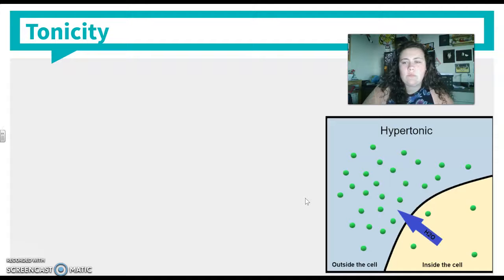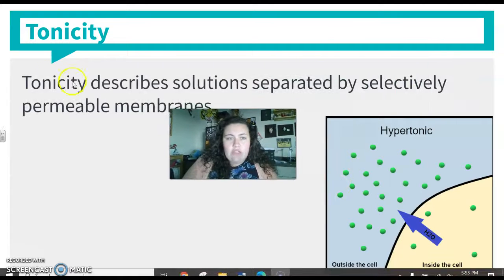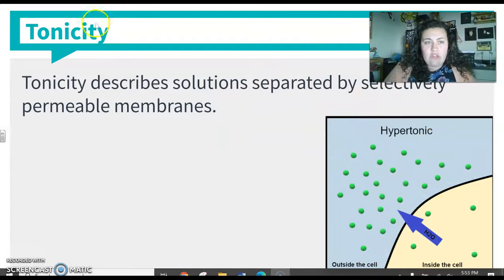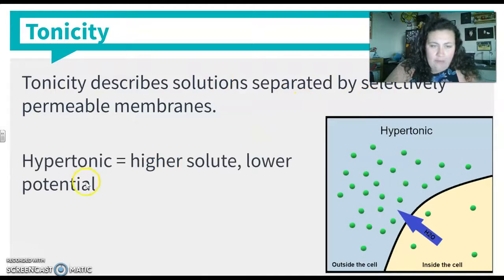So, all right. The term tonicity is how we talk about the solutions themselves. If we have two solutions that are separated by a selectively permeable membrane, like your cell membrane, we are then referring to tonicity, okay? So the way that we talk about a solution that is high in solute and low in potential is we call that solution hypertonic, okay? So out here, we have a solution that is very low in potential and high in solute, okay?